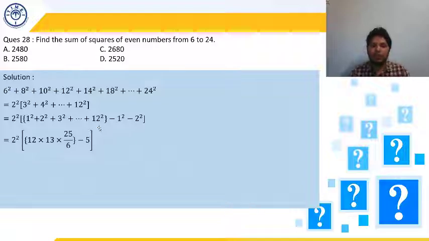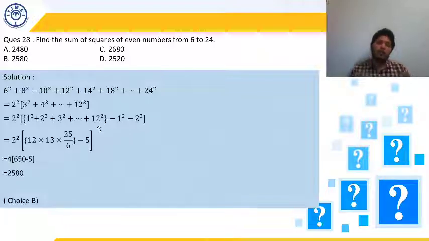So what is this going to be? It is 12 into 13 into 25 by 6, minus 1 square is 1, 2 square is 4. Minus 1 minus 4 is going to be minus 5. So after solving, what answer will we be getting? 2580, which is option B of your choice.